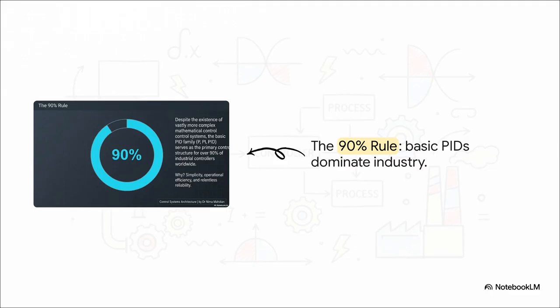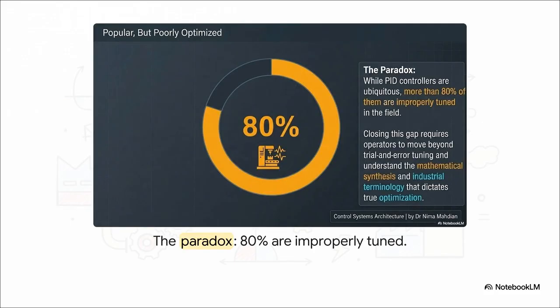Even though there are vastly more complex control systems out there, the basic PID family, proportional, integral, derivative, acts as the primary control structure for over 90% of industrial controllers worldwide. It's wild, right? But it's used everywhere because of its simplicity, its operational efficiency, and its relentless reliability. But here is the massive industrial paradox. Despite being everywhere, more than 80% of PID controllers are improperly tuned in the field. Basically, the industry is mostly just winging it with trial and error. Closing this optimization gap demands that operators understand the mathematical synthesis and the specific terminology that dictates true optimization.